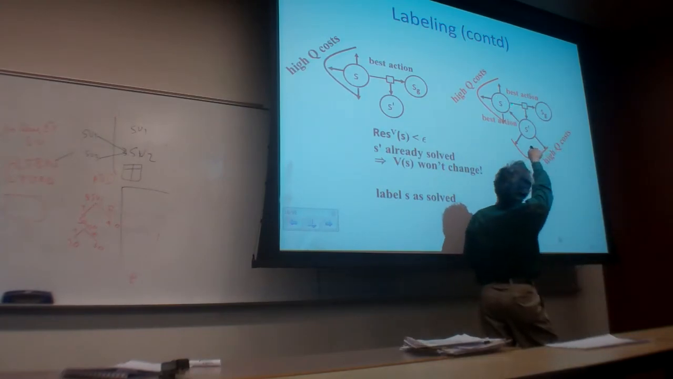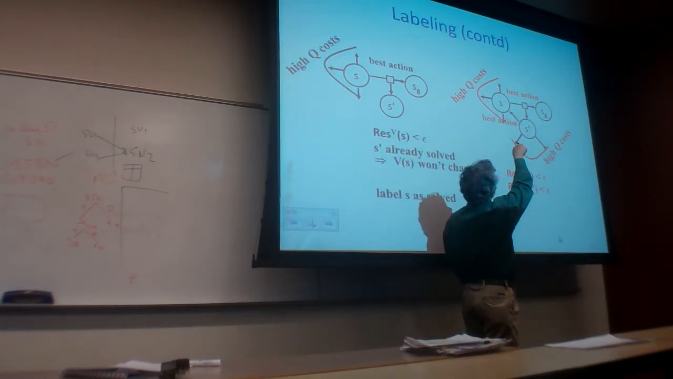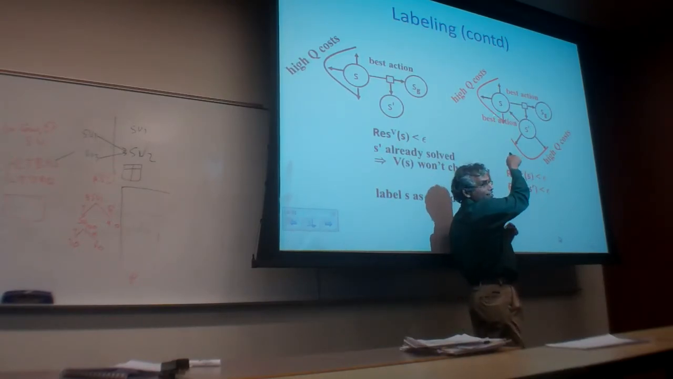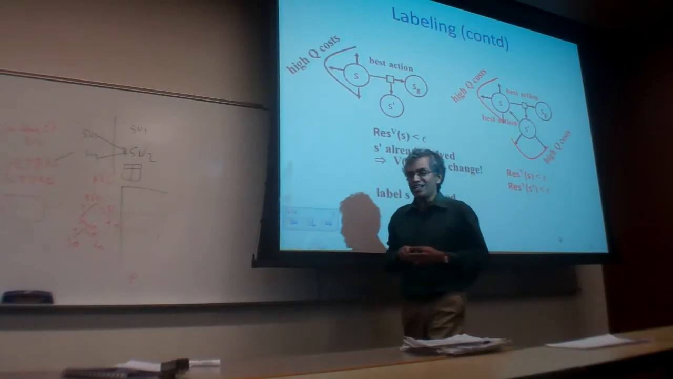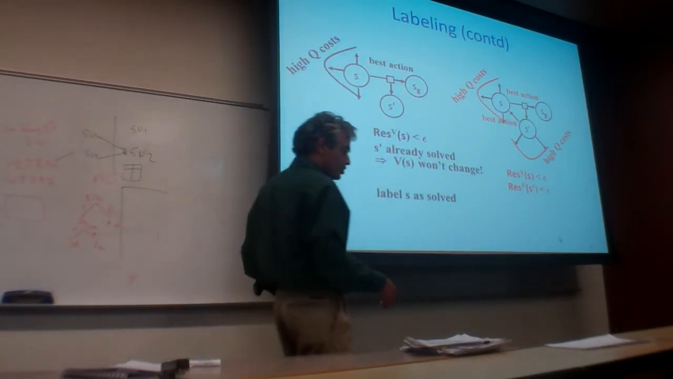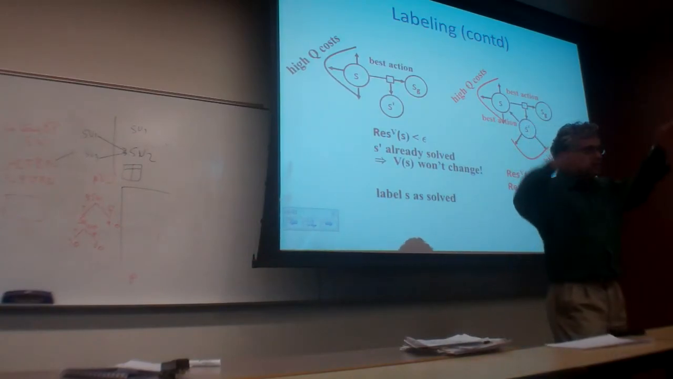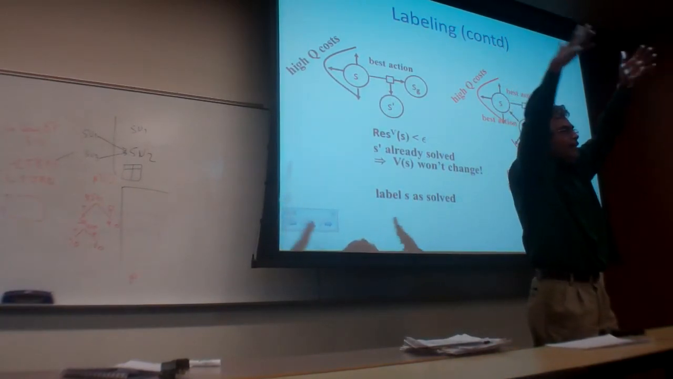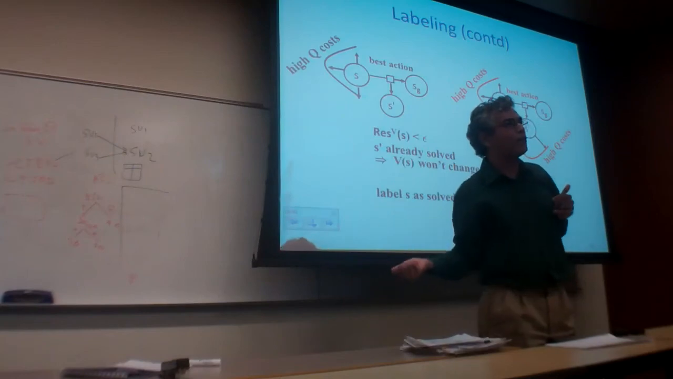Because of the connection, the backed up value of S is eventually connected to the value of S dash, which is connected to the value of S. This is where the normal AO star idea doesn't work. Normal AO star basically starts with the big problem and considers different ways of splitting it into smaller sub-problems.